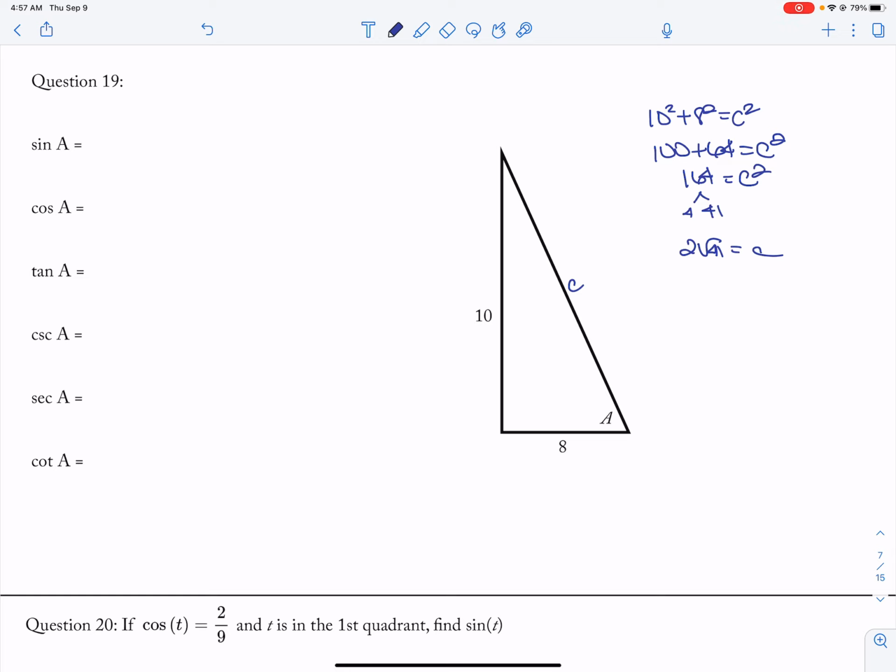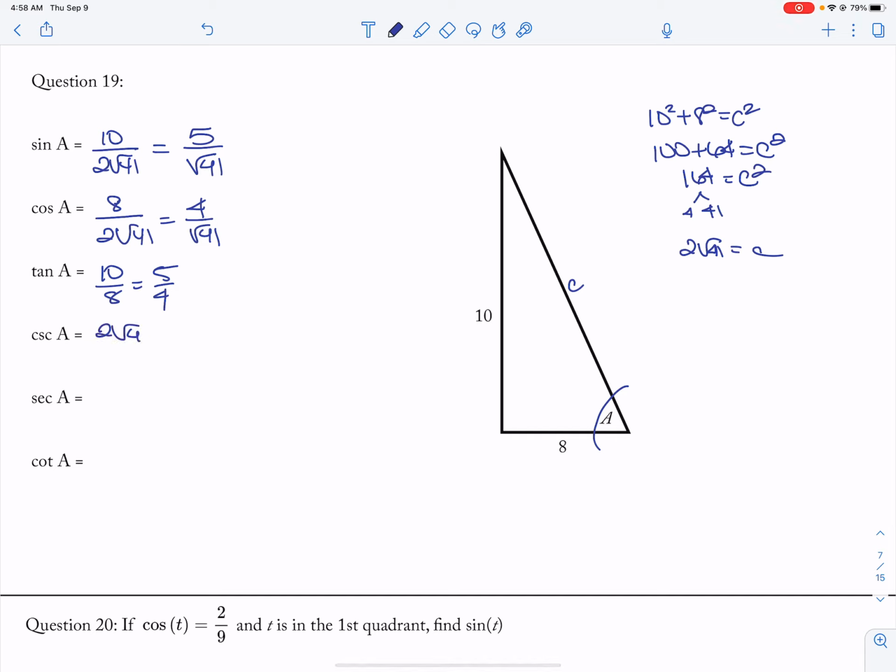Okay, so sine of a, here's a down here, would have been 10 over 2 root 41. I'm okay with you not rationalizing in the denominator. Cosine of c is 8 over 2 root 41. I do want to reduce those, so this is 5 over root 41, 4 over root 41. Tangent is 10 over 8, which is 5 over 4. Cosecant is 2 root 41 over 10, which is root 41 over 5.